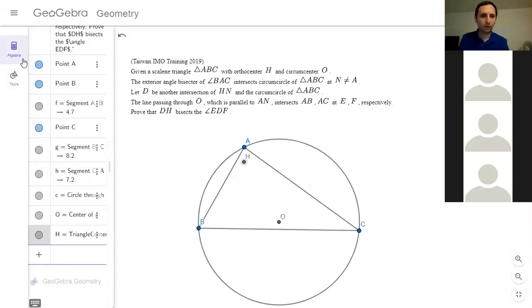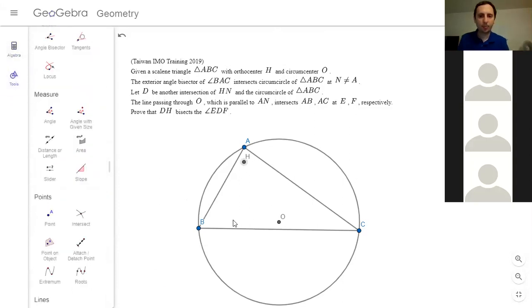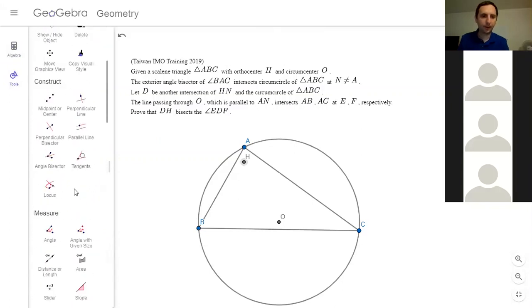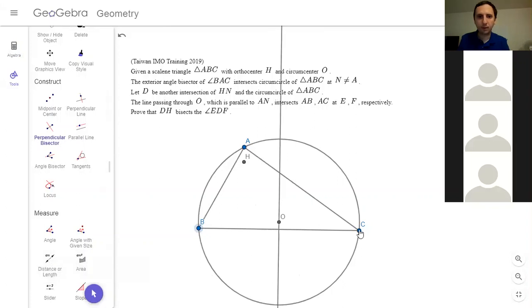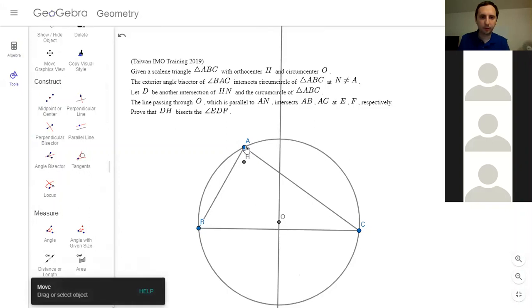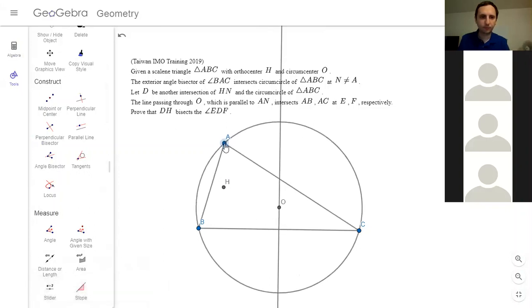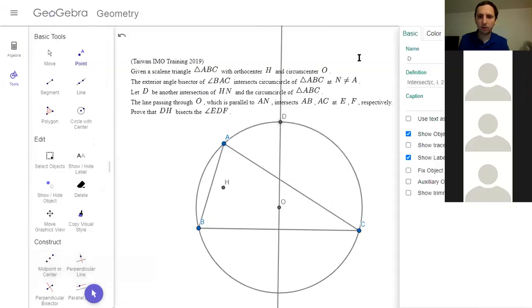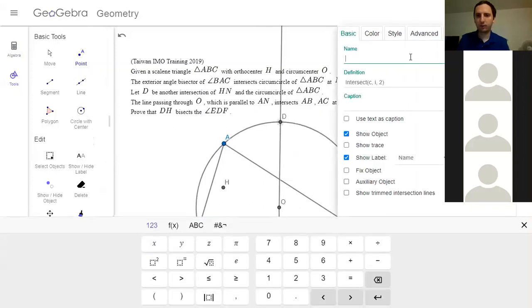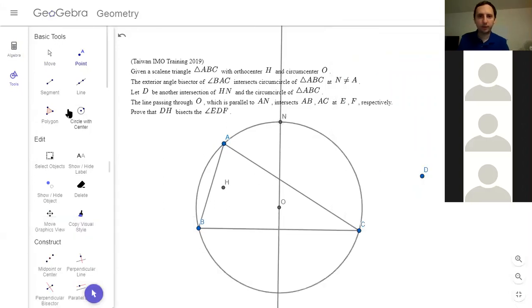So we draw the exterior angle bisector of BAC, which meets the circle at the midpoint of the arc. So I could just let N be the midpoint of arc BAC. And so that's N. D is another intersection of HN with the circle.